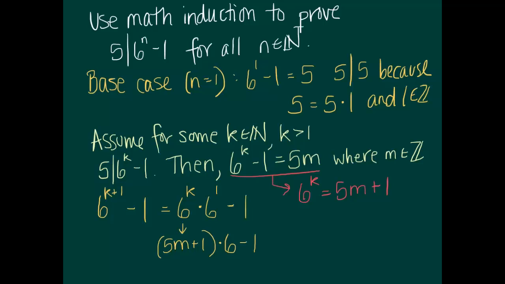Remember our goal. We're trying to show that 6 to the k plus 1 minus 1 is equal to 5 times some integer. That's what I'd like. Let's keep going with what we have. I'm going to take this and distribute our 6, and we get 30m plus 6 minus 1, which is 30m plus 5. Now I'm going to move on to the next slide so I have more room.